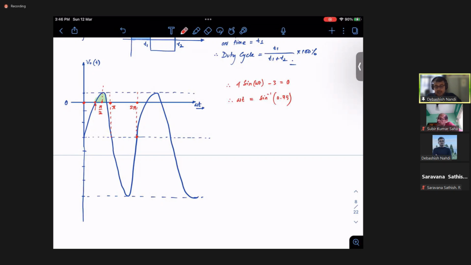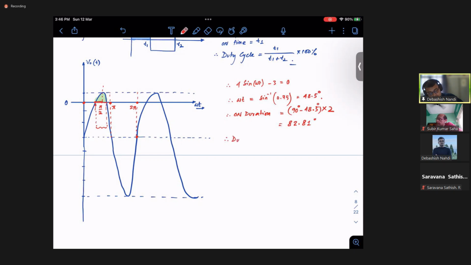So that is 48.5 degrees, right? So what is your total on duration? You know this point, right? But you need to find out this duration. This will be nothing but 90 minus 48.5, into 2. See, this into 2, because this is symmetric around omega t equals pi by 2. So this is your 82.81 degrees, right?